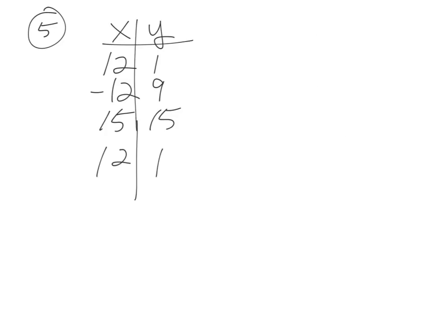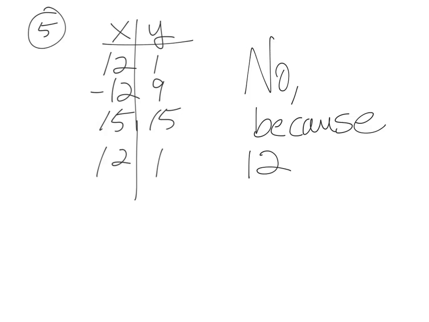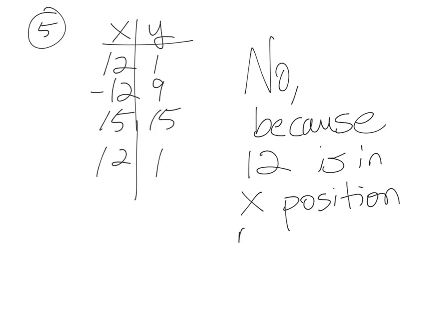All right, so again, the directions are the same thing. Determine if each relation is a function. So here, looking at this, the answer is no, because if you look at those 12s, the 12 is in the x position more than once. So it is there more than once. You have the same x, the same input. So it is not a function.